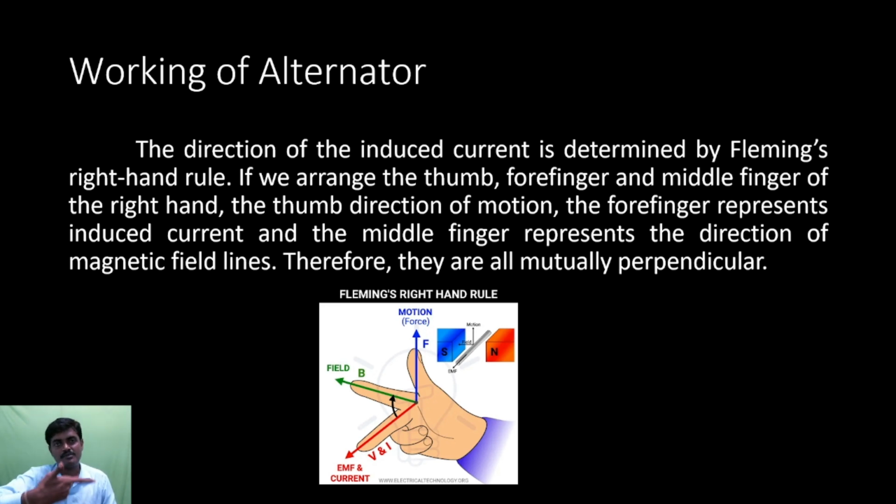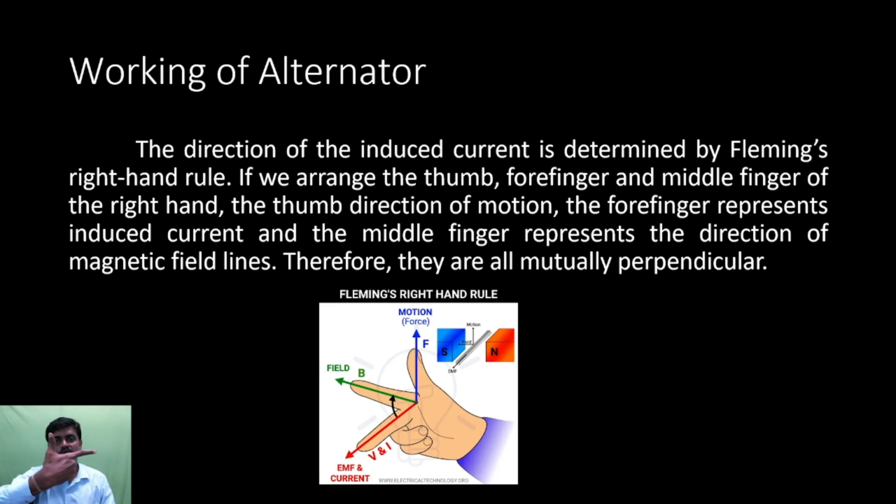So in which way am I going to move the conductor, whether in the upward direction or in the downward direction? Suppose this is the north pole and this is the south pole. I am placing the conductor like this. Suppose I am going to move it in the upward direction.